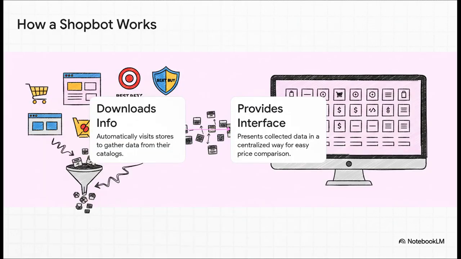So how does this shopbot actually work? Well, it's actually a pretty straightforward two-step process. First, the bot goes out and automatically visits all those websites you would have had to go to one by one. You know, your Amazons, your Targets, your Best Buys, all of them. And it's not just browsing. It's pulling out the key bits of info from their catalogs. Then, and this is the magic for us, it takes all that jumbled, scattered data from all those different sites and organizes it into one single, clean, easy-to-read list. That's the interface you and I see, the one that lets us compare everything in a snap.